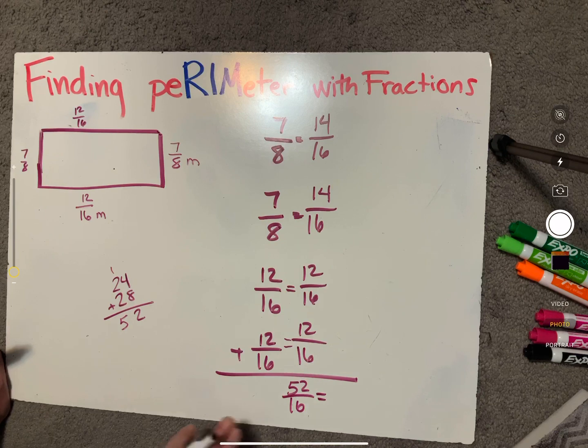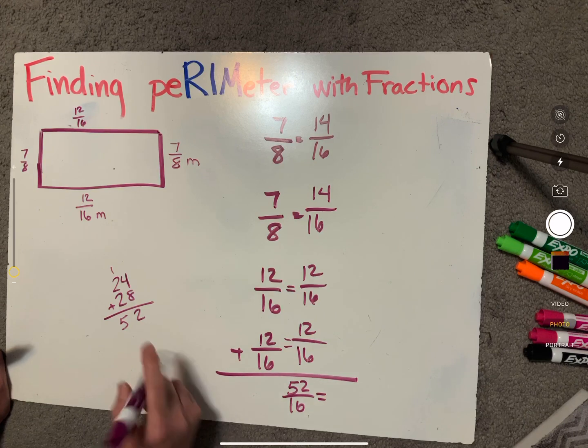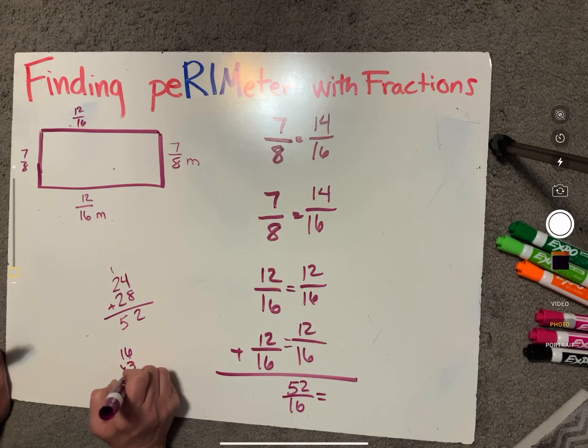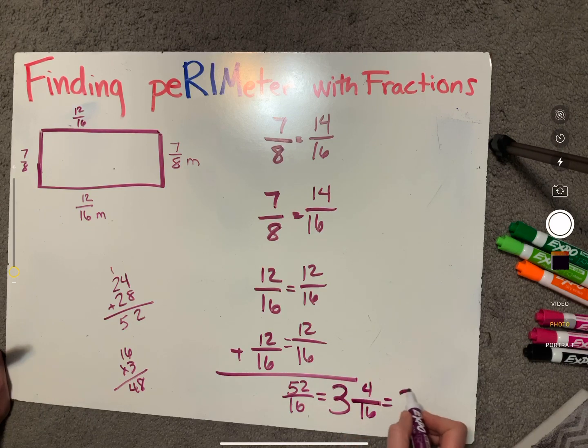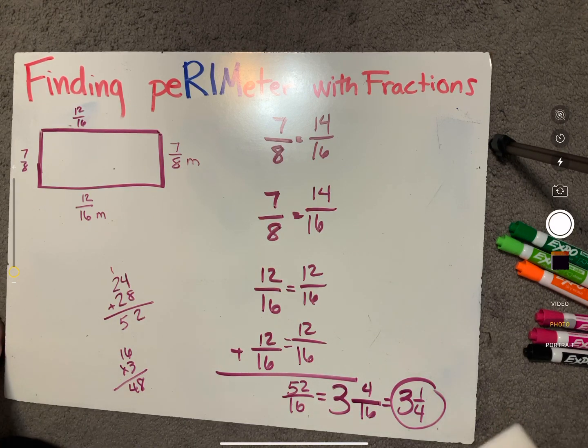Now, you have to think about how many times 16 goes into 52. Again, if you're not sure, do some side math. I know that 16 times 3 is going to be 48, so that's going to be a number that's going to be helpful for us. So it goes in 3 times with 4/16 left over, and we end up with 3 1/4 when it's all said and done. So that would be if you added up all 4 sides together.